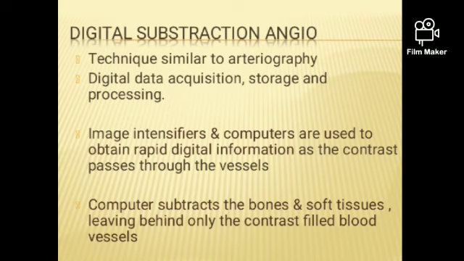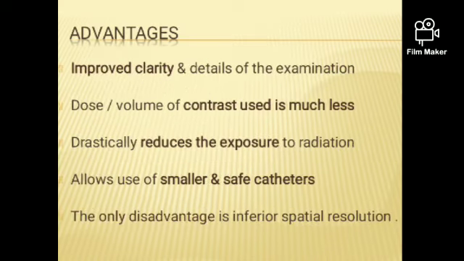We can do two types. One is bone subtraction, where bones will get subtracted, and another one is vessel subtraction, where vessels are subtracted. The advantages: it improves the clarity of the image, the dose and volume of contrast are less, and it reduces the patient exposure and the dose to staff also.